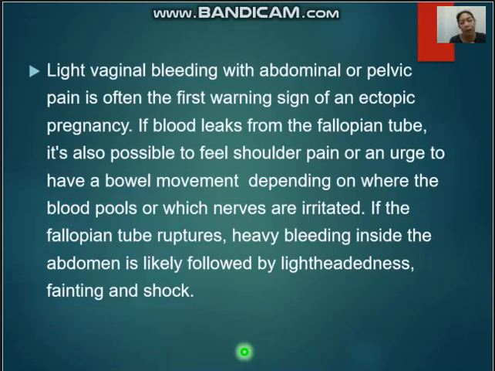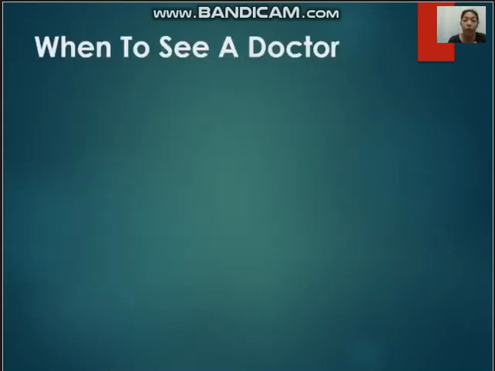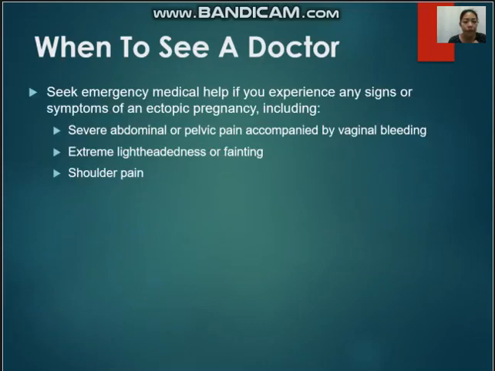Now, considering that this calls for an emergency situation, when do you need to see a doctor? You seek emergency medical help if you experience any signs or symptoms of an ectopic pregnancy, including the following. If you experience severe abdominal or pelvic pain, which is accompanied by vaginal bleeding. Another is when you experience extreme lightheadedness or fainting, and when you feel excruciating shoulder pain.